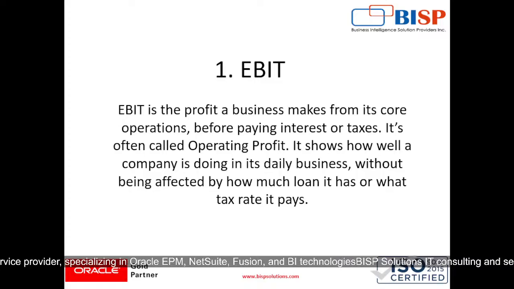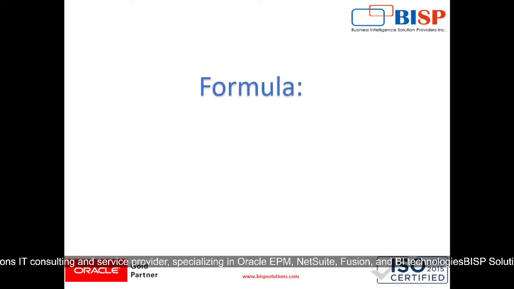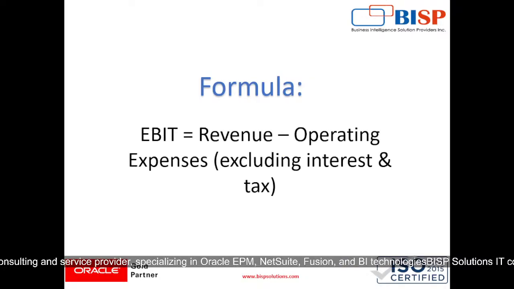So EBIT is the profit a business makes from its core operations before paying interest or taxes. It's often called operating profit. It shows how well a company is doing its daily business without being affected by how much loan it has or what tax rate it pays, right? So the formula is EBIT equals revenue minus operating expenses, which excludes interest and taxes, right?